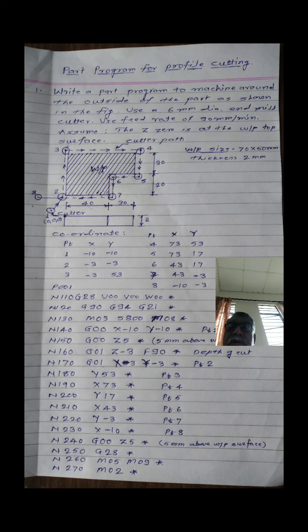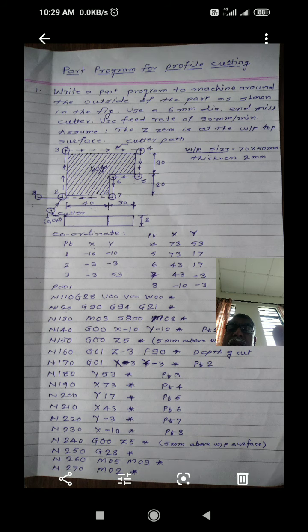Then move the tool from point 6 to 7. What are the coordinates of point 7? 43, minus 3. Therefore, your x coordinate remains the same. You have to move the tool along the y-axis only. Therefore, you just mention the coordinate of the y-axis, that is N220, Y minus 3, end of the block. Your tool will move from 6 to 7 to perform the machining operation with the linear interpolation function. Is it okay?